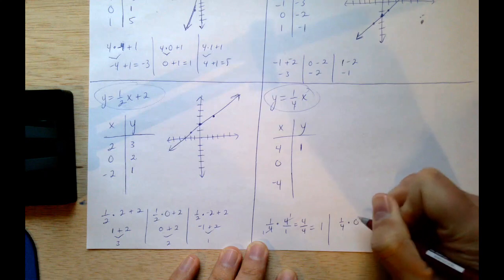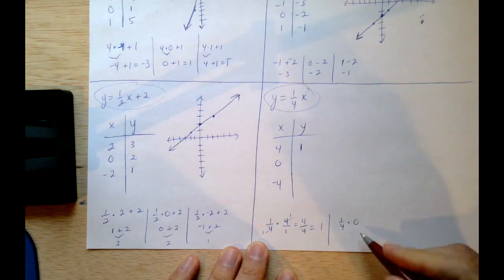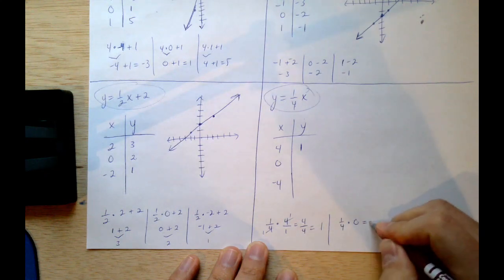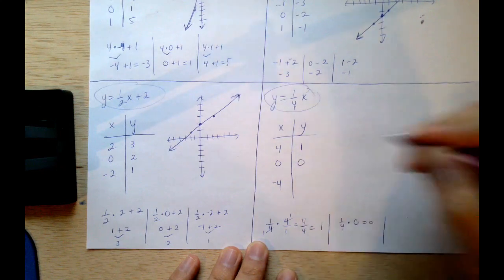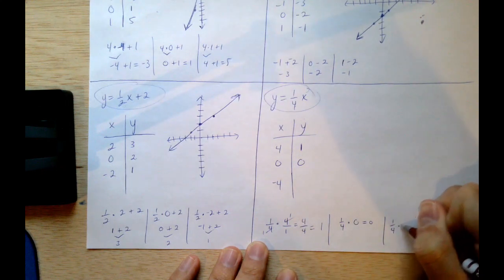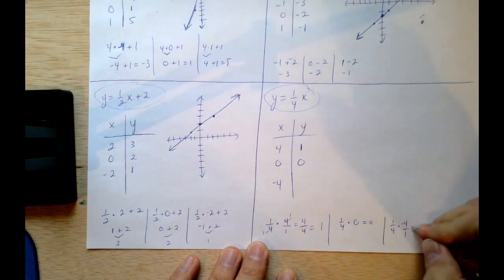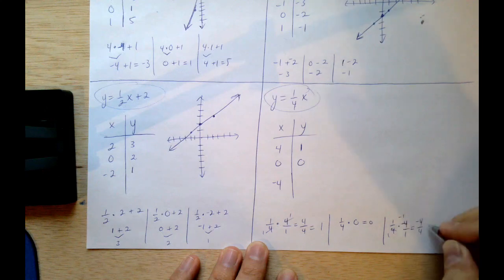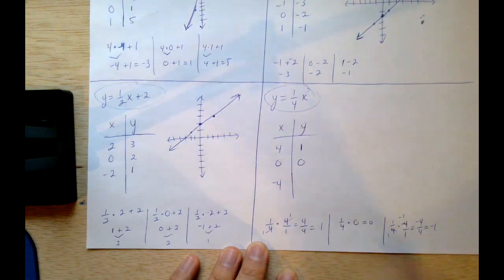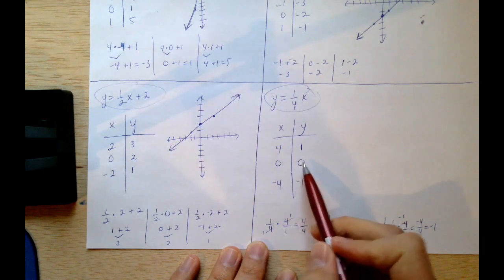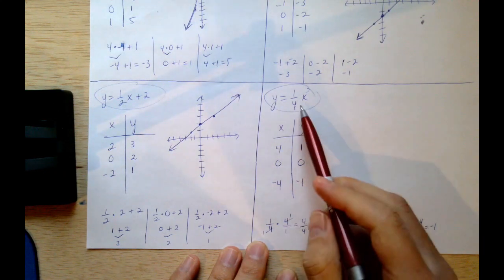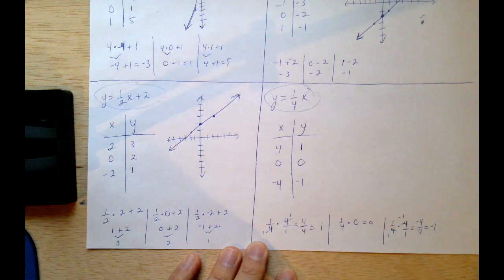1/4 times 0. When x is now 0, anything times 0 will give you 0. This is nice and easy. So 0 becomes 0. And now 1/4 times -4. Again, if you want to put a 1 underneath it, you can get -4 over 4, or if you do cross simplification, you simply get -1. All right, so when x is 4, y is 1. When x is 0, y is 0. When x is -4, y is -1.